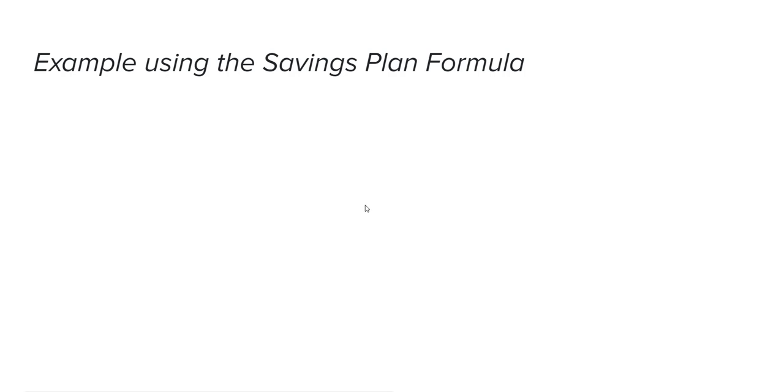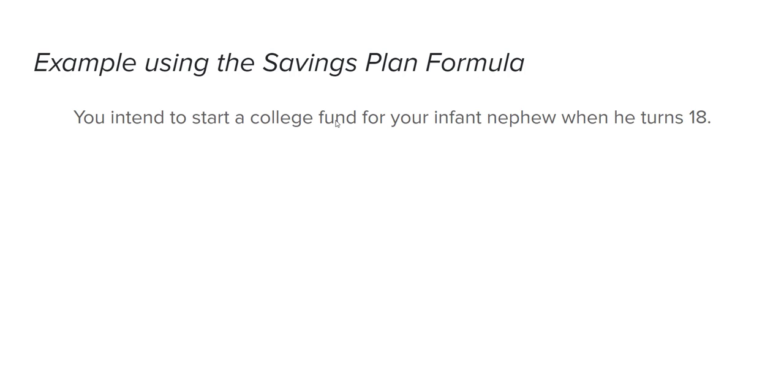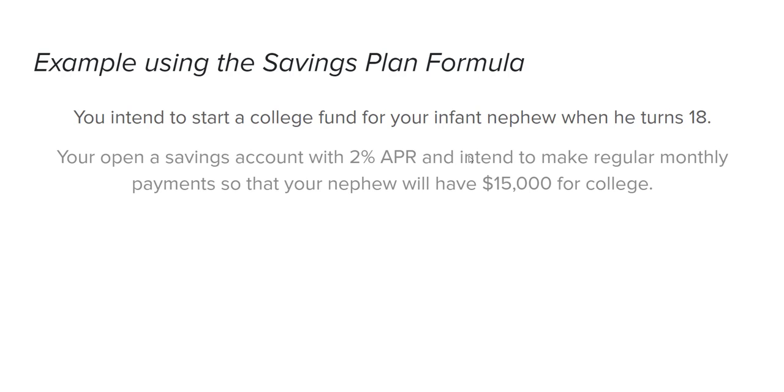In this example, we're going to work with the savings plan formula. And I want you to imagine that you are starting a college fund for an infant nephew. He'll have this fund when he turns 18 years of age. You intend to open a savings account with 2% APR, and you will make regular monthly payments into this account over the next 18 years, so that your nephew will have $15,000 for college on his 18th birthday.